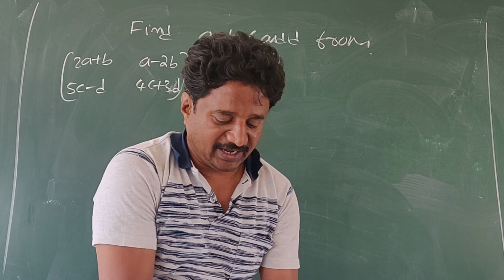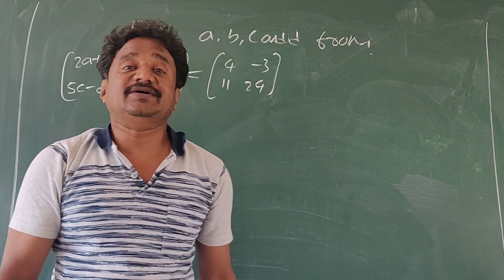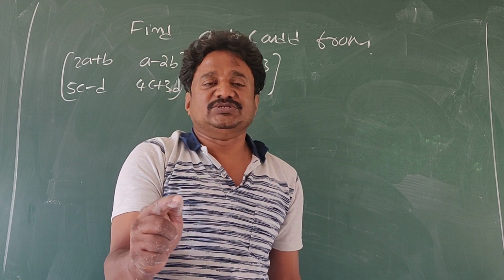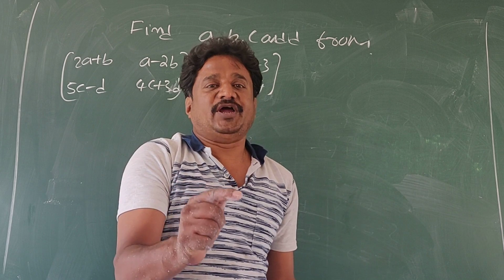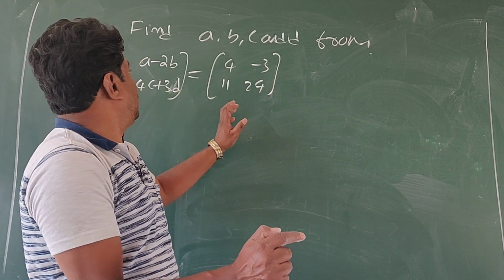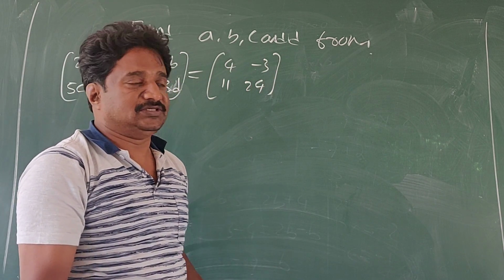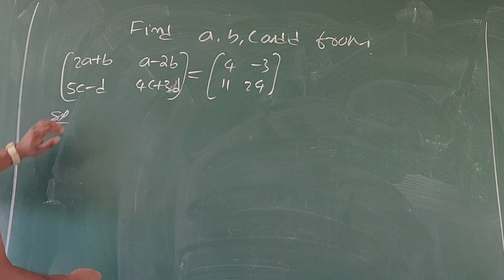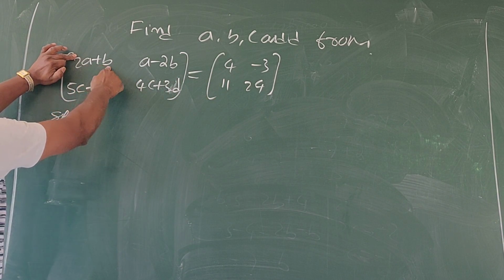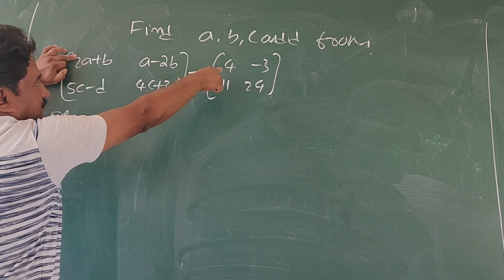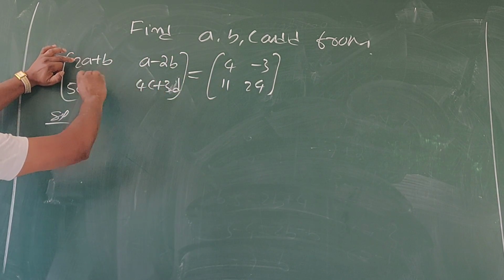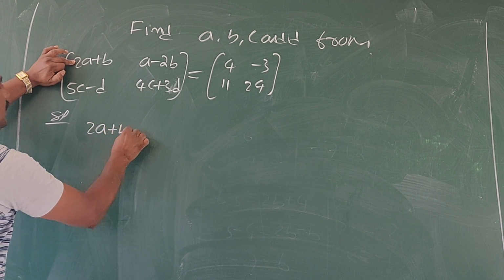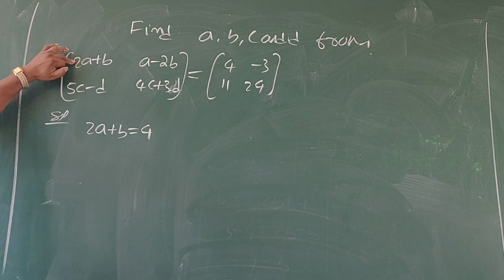Here we are given, again, the same concept. Here we are given two equal matrices. By using that, we should find the a, b, c, d values. It's so easy. Look at this solution. In the place of 2a plus b, we have 4. So you collect that: 2a plus b is equal to 4.